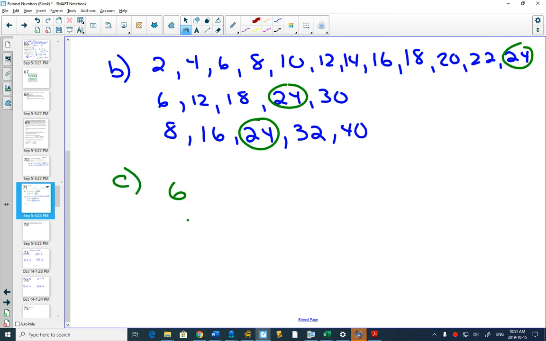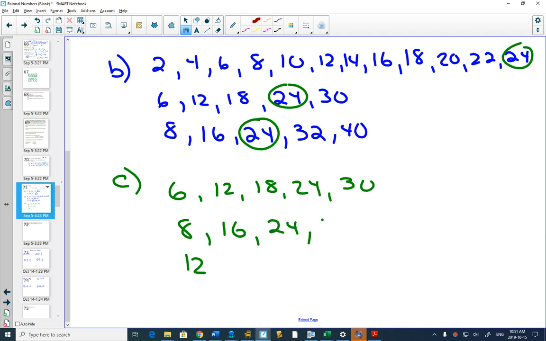Part C is 6, 8, and 12. Change color here. 6, 8, and 12. Okay, 6 is a good thing we've already done the first 3 of those. 8, do the first 3 of those ones. And 12.